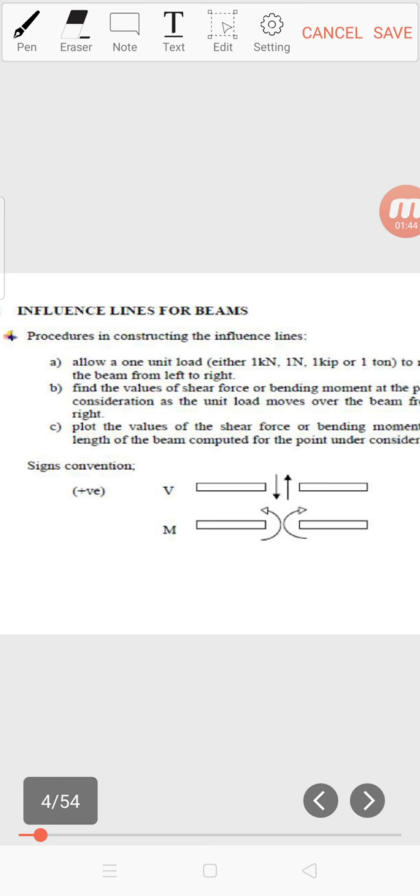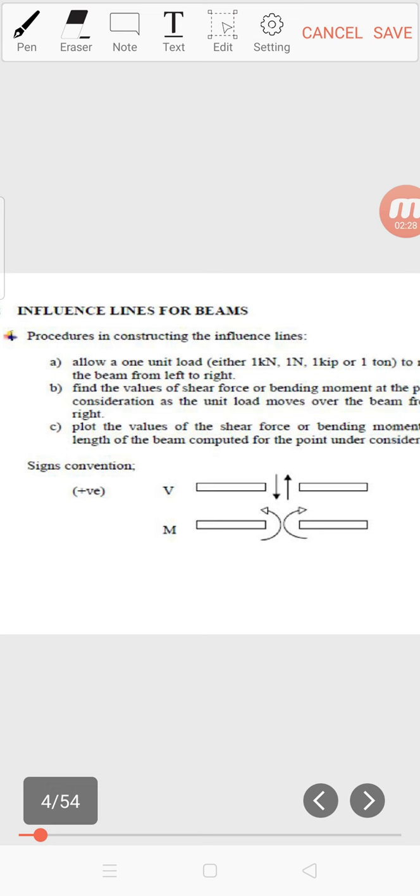Influence lines for beams. There are 3 basic steps to draw the influence line. But before we draw the influence line, again, this influence line is nothing like shear force diagram or bending moment diagram. So far, you have been dealing with drawing the shear force diagram and bending moment diagram due to static load. But this time around, you are going to draw the influence line for the moving load.